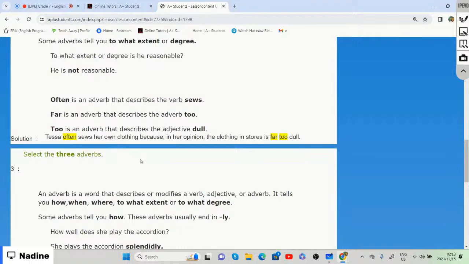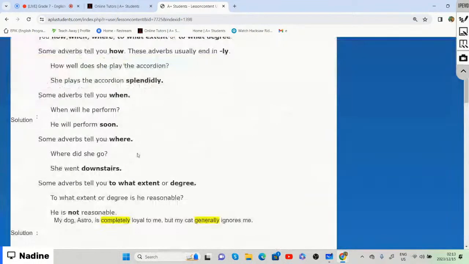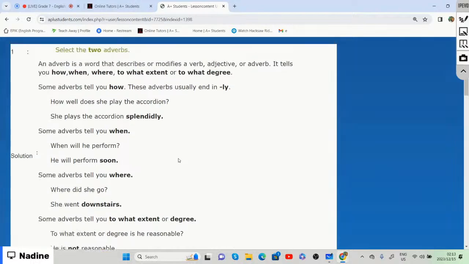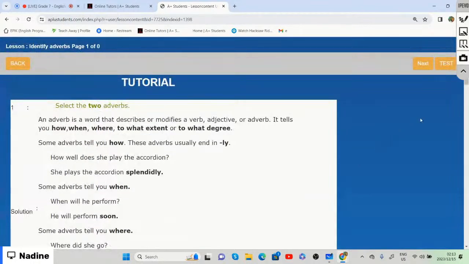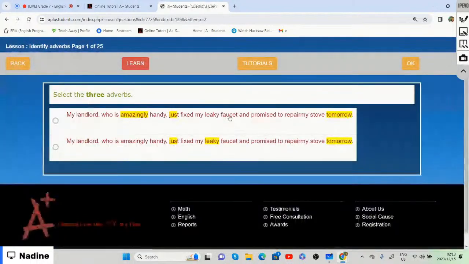All right, and we already made a few examples of adverbs that tell you how, adverbs that tell you when, adverbs that tell you where, and adverbs that tell you to what degree or to what extent. All right, so now we're going to our test. We need to select three adverbs.